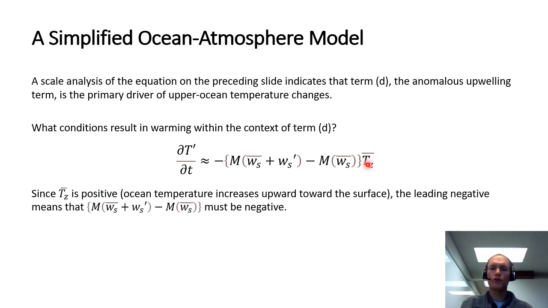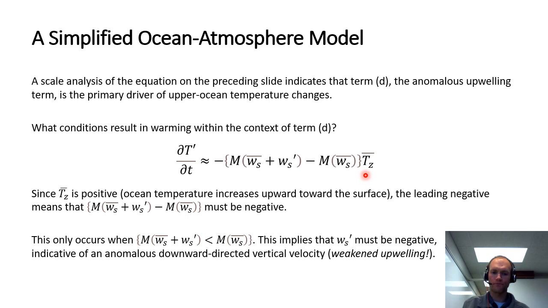We know that ocean temperature increases going upward as you get closer toward the sun within the ocean. And so this term here, T sub z bar, is positive. It's always positive. We have a leading negative sign here, so that means if we want warming, if we want the left-hand side to be positive, this term in the brackets here has to be negative for the sign to work out that way. So how can that happen? That can only happen when this first term inside of the brackets is less than the second term inside of the brackets. So that means that W sub S prime, well, let's take a step back then for just a moment.